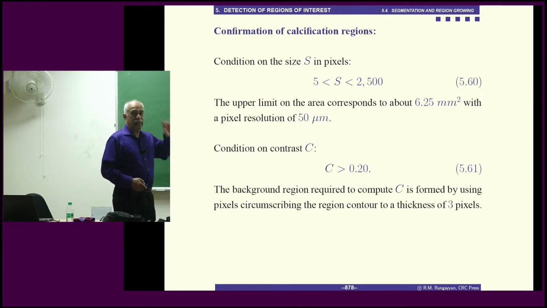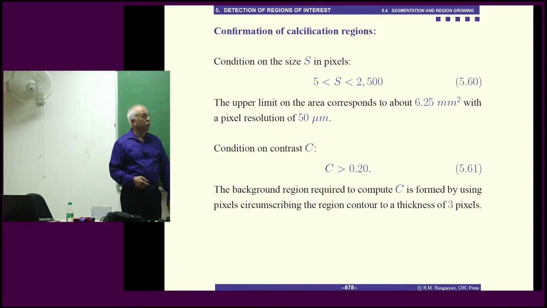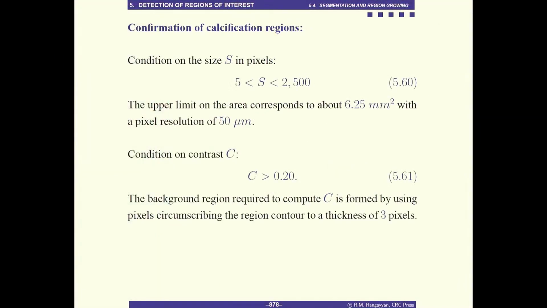To confirm if it is calcification or not, we put a limit on the size: 5 to 2500 pixels. The pixel resolution in our digitized images was 50 micrometers per pixel. So this corresponds to 6.25 millimeters squared, fairly small microcalcifications. The upper limit, that is. Calcification can't be that big. Condition on contrast: it must be greater than 0.2 for that calcification region, because it has to be brighter than the background.